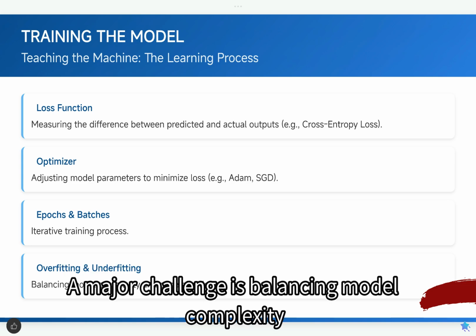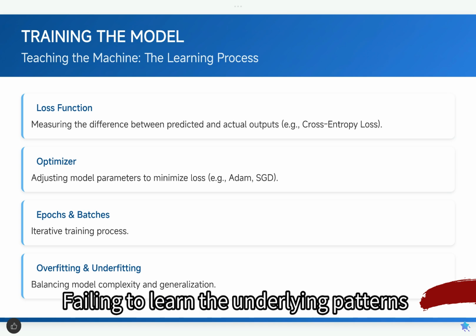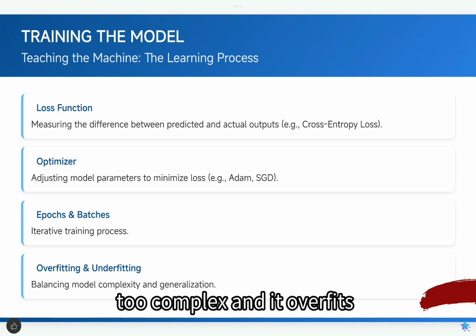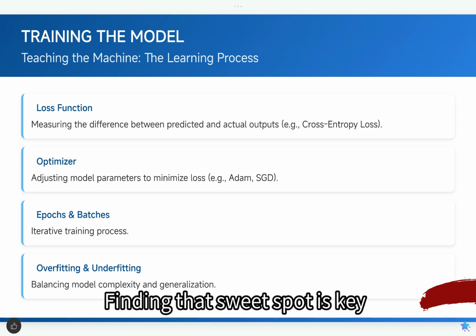A major challenge is balancing model complexity. Too simple, and it underfits the data, failing to learn the underlying patterns. Too complex, and it overfits. Memorizing the training data but failing on new examples. Finding that sweet spot is key.